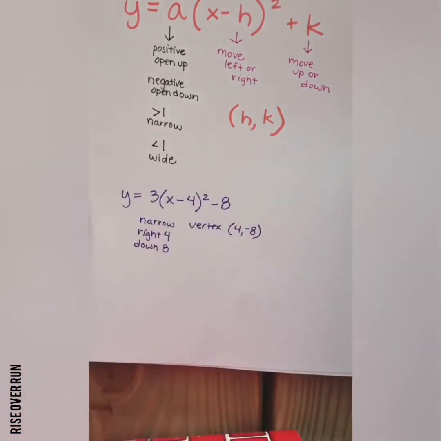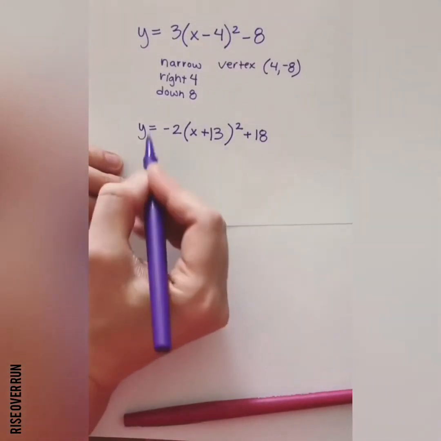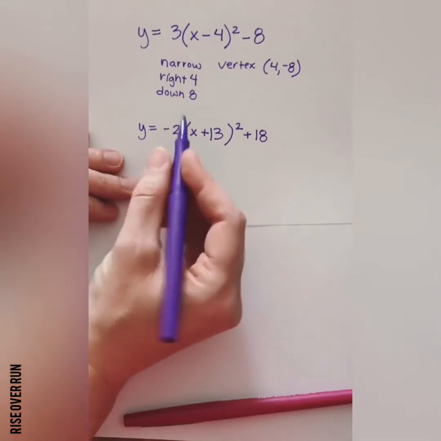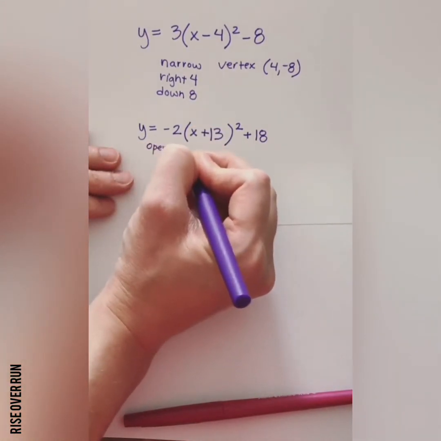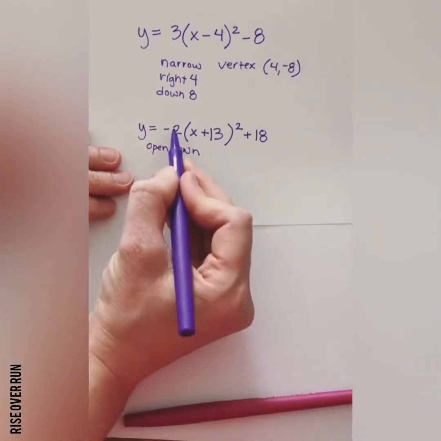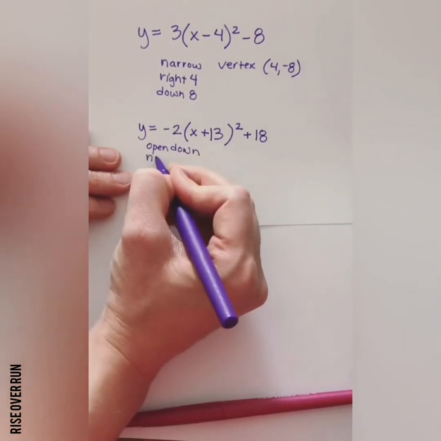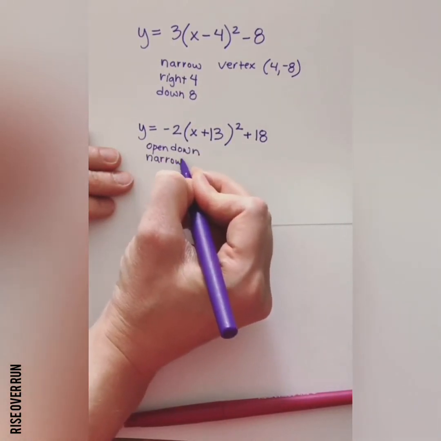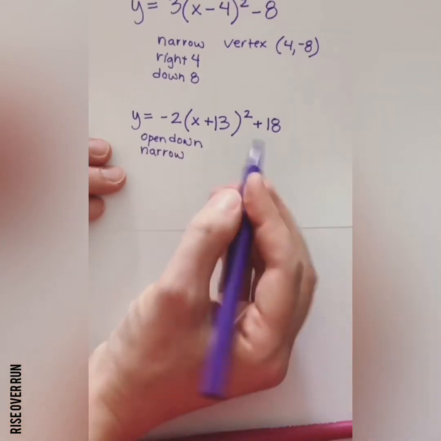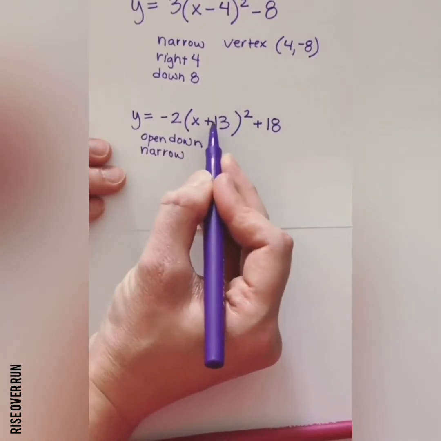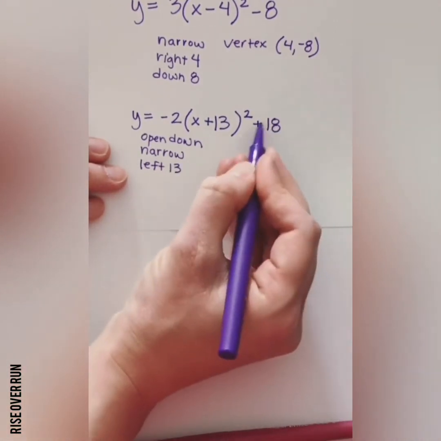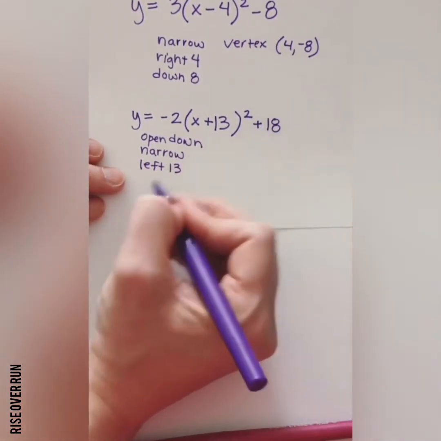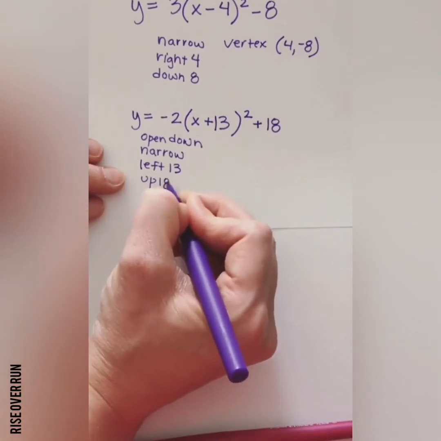Let's look at this one. Notice we have a negative. That means our parabola will open down. There's a 2 out here, so that's going to make the parabola a little bit narrower than the parent function. This 13 in here is being added, so we'll move left 13. 18 is being added outside the parentheses, so we'll move up 18.